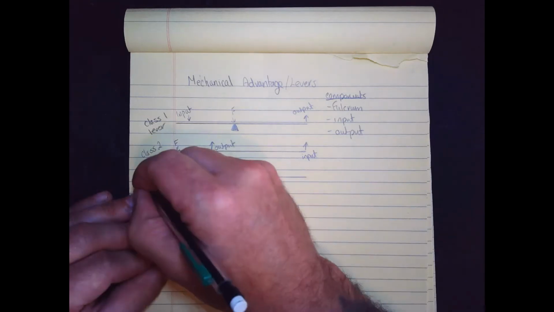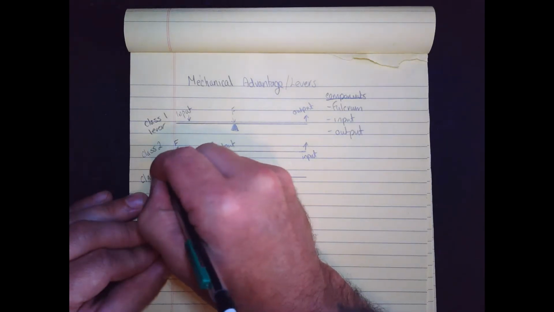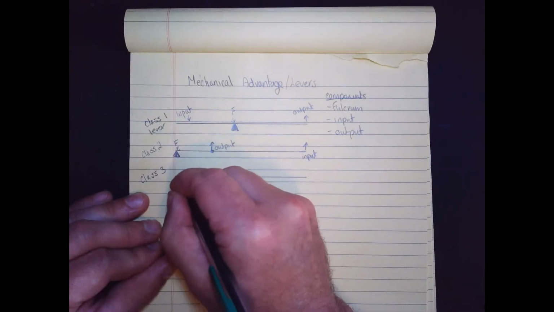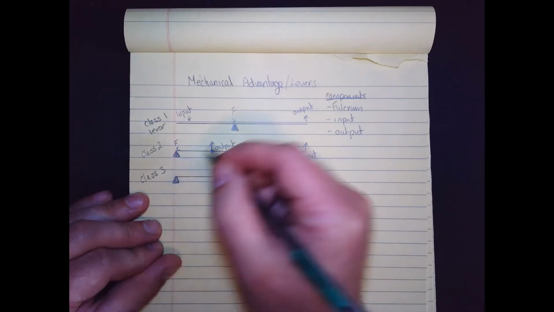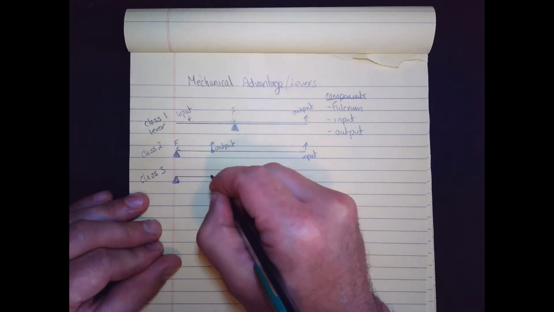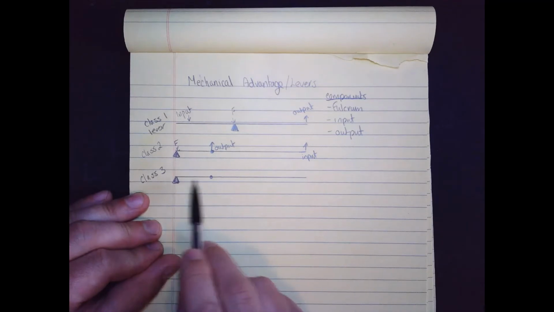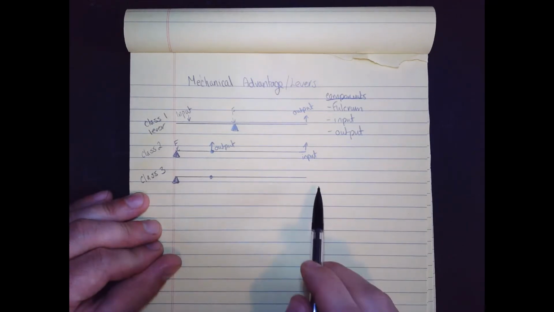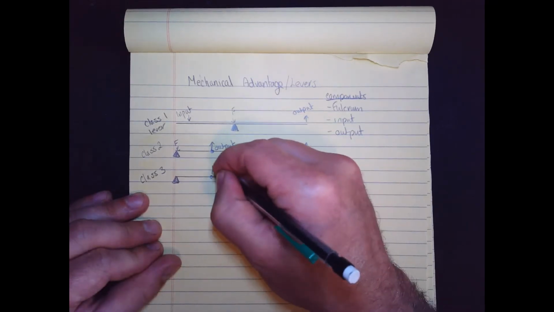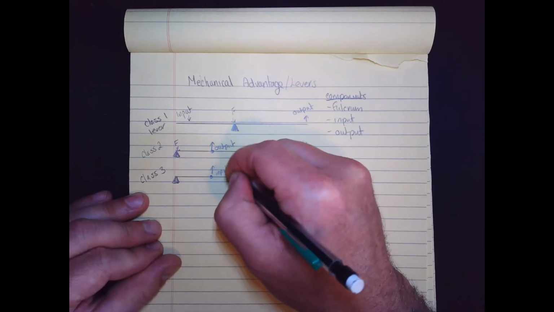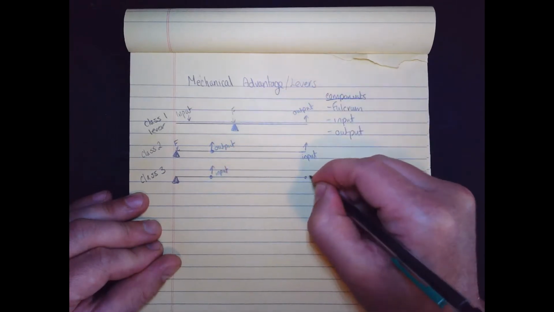Now class 3 also has the fulcrum at the end, but now the input is going to happen between the fulcrum and the output at the opposite end. So this is going to be my input, and my output is going to be at the end.